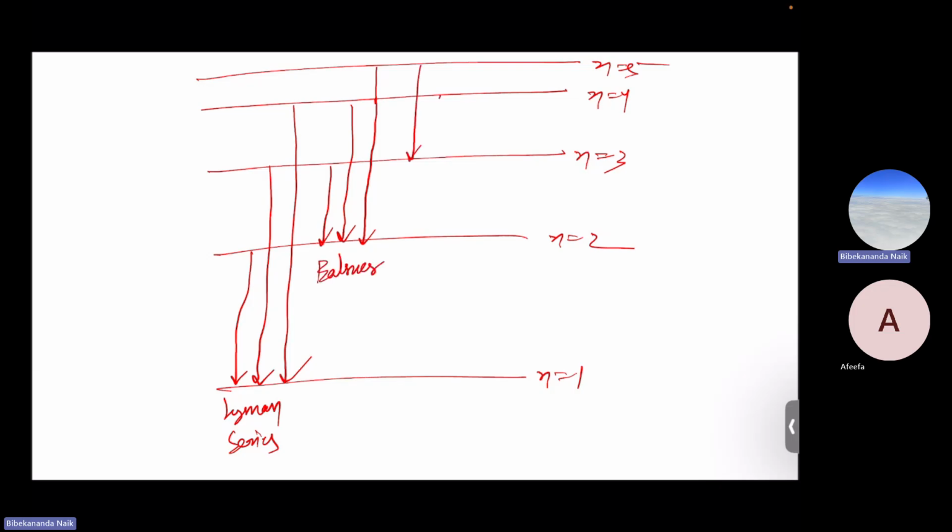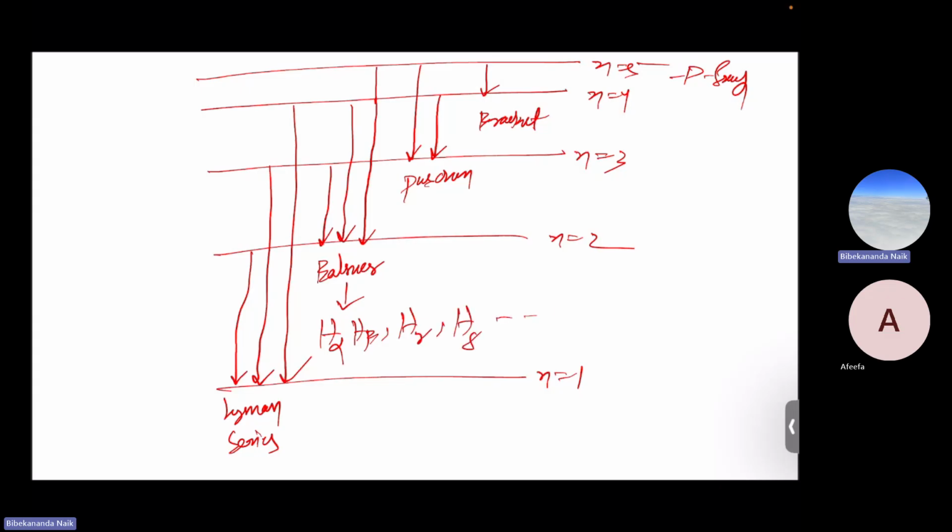Then this is called Paschen. Then this is Brackett. Then for n equal to 5, it is Pfund series. And also in case of Balmer series, we have H alpha, H beta, H gamma, H delta, like that. So they correspond to the visible spectrum. Lyman series corresponds to the UV region, and Paschen series, Brackett series, they correspond to infrared and so on.